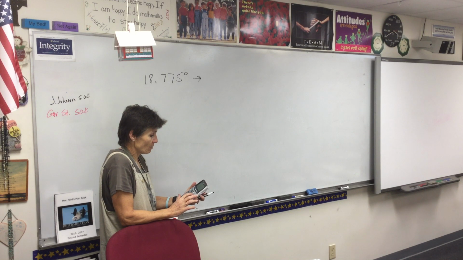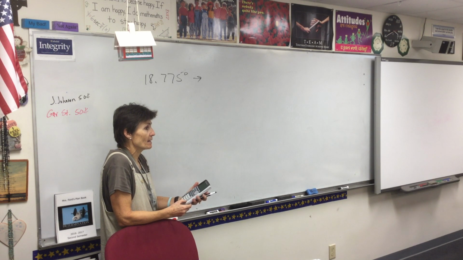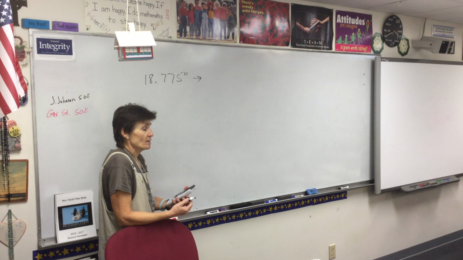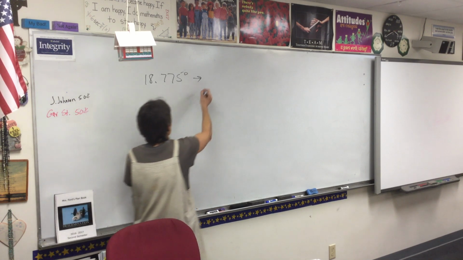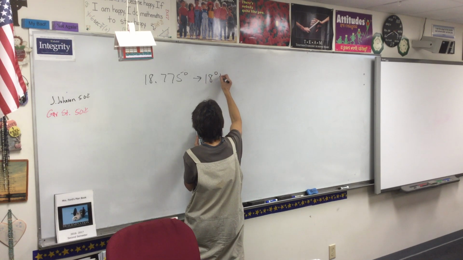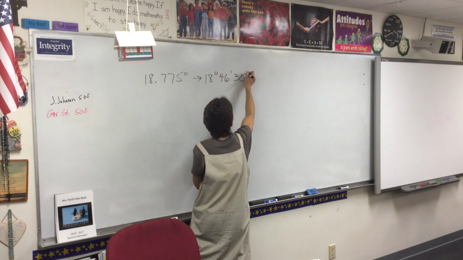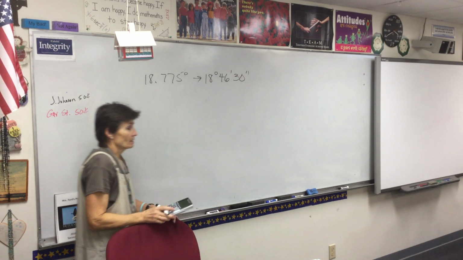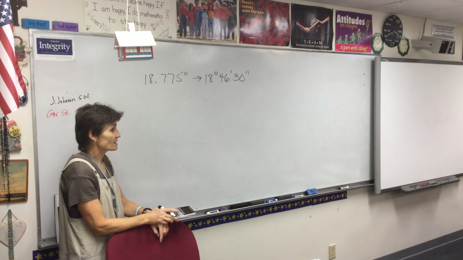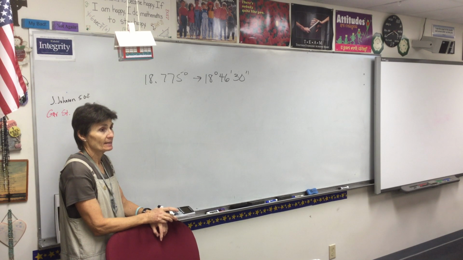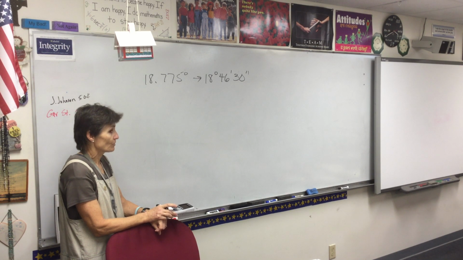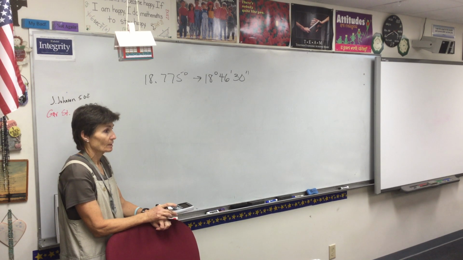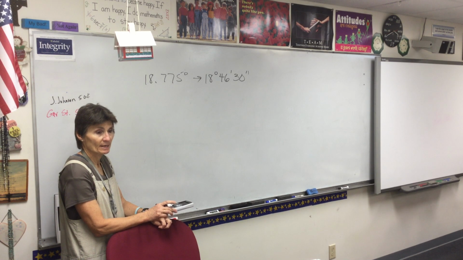If you go down to number 4, it says DMS, which gives you degrees, minutes, seconds. So it's 18 degrees, 46 minutes, and 30 seconds. So we just go down to DMS, press enter a couple times, and it gives us our degrees, minutes, seconds. Okay, so how do we get degrees, minutes, seconds? We go into our angle menu and press the DMS button. Degrees, minutes, seconds.